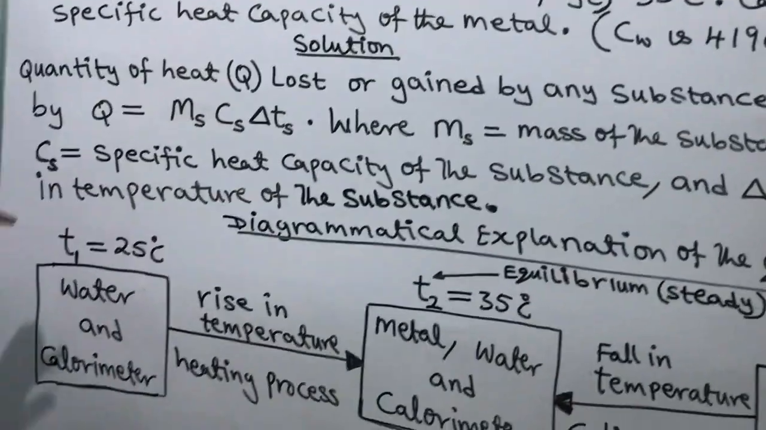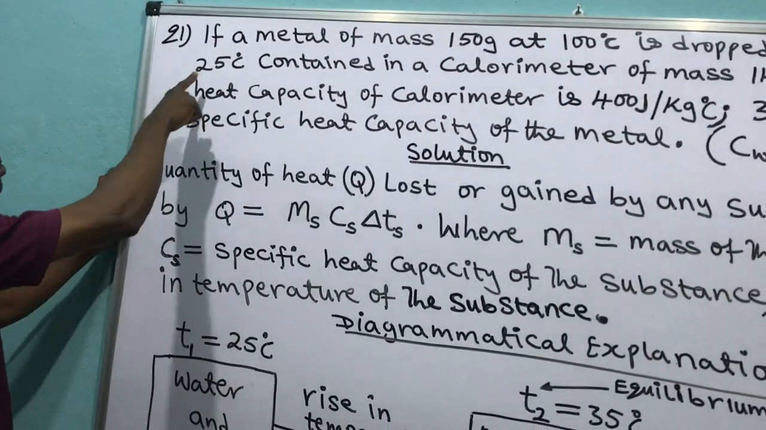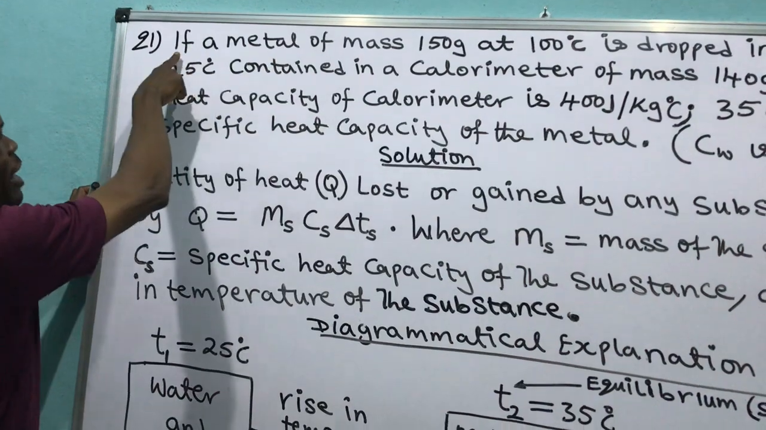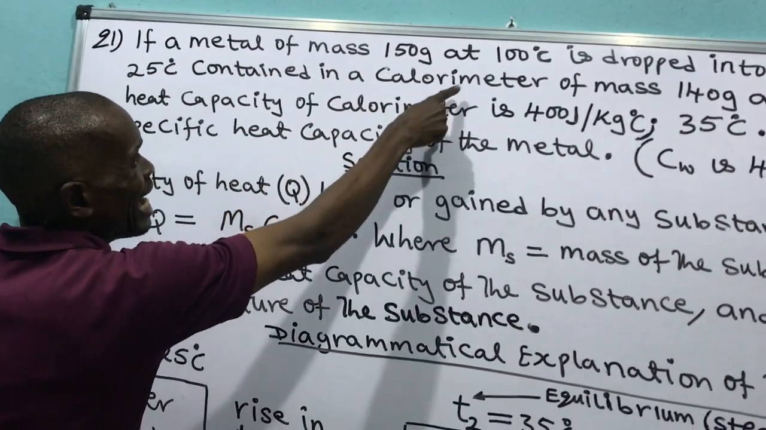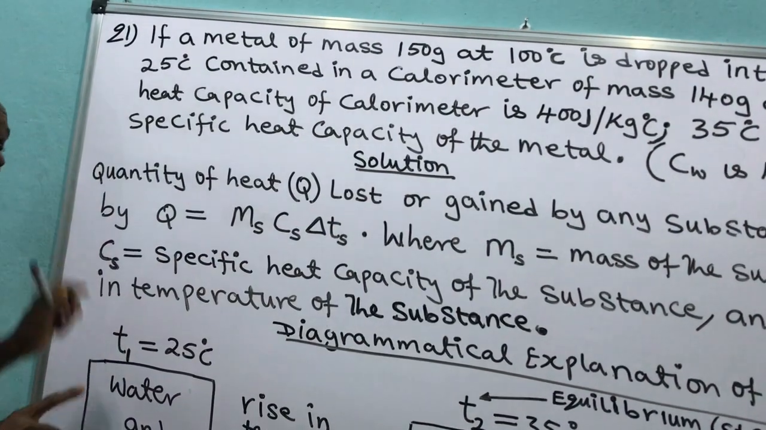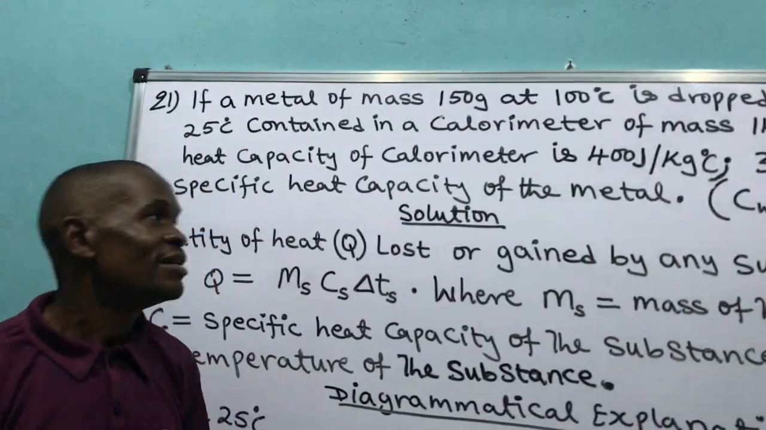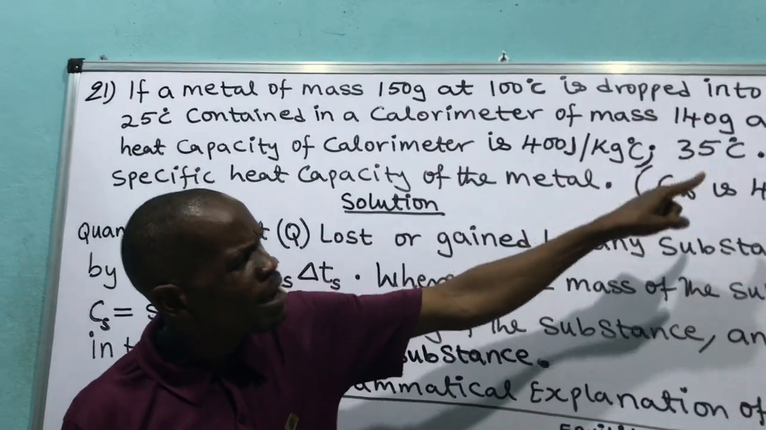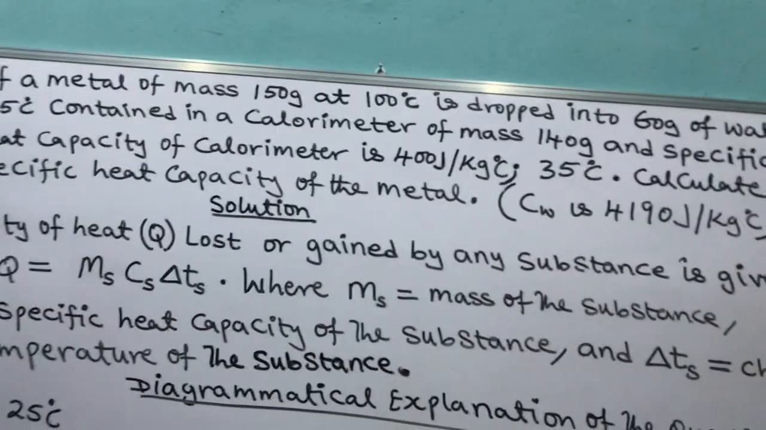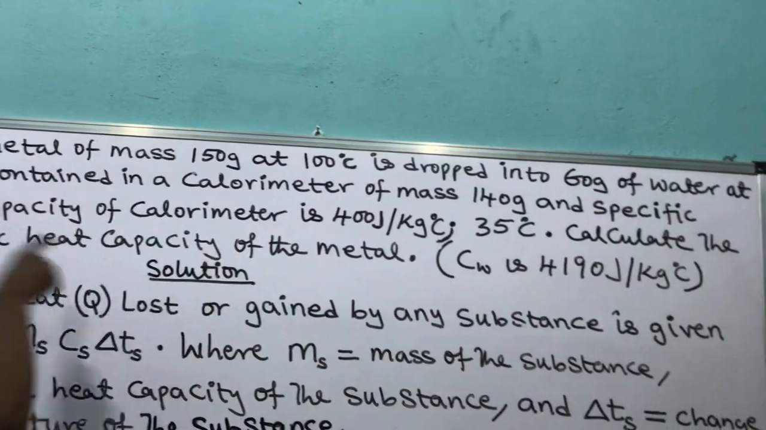What did they say here? They told me that a metal of mass 150 gram at 100 degrees centigrade, that means the metal is at 100 degrees centigrade, is dropped into 60 gram of water.